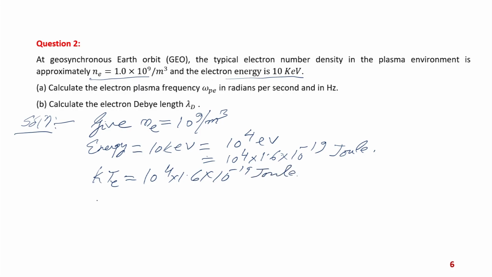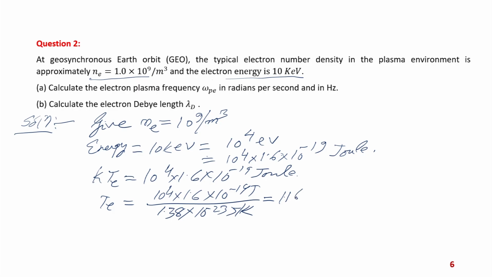So, T will be equal to 10 to the power 4 into 1.6 into 10 to the power minus 19 divided by 1.38 into 10 to the minus 23. This is joule per Kelvin and this is joule. So finally, you get the unit as Kelvin, and this comes to be 1.16 into 10 to the power 8 Kelvin.